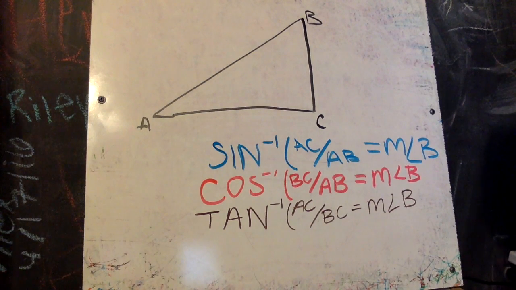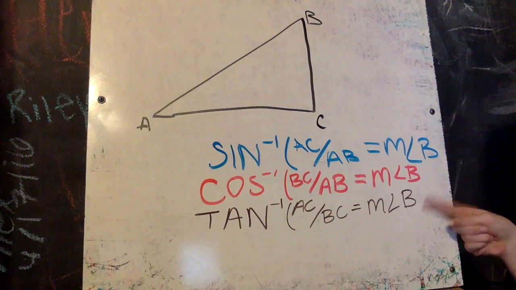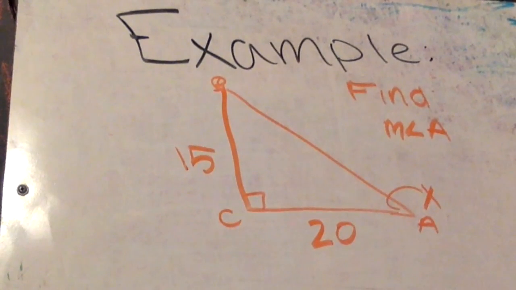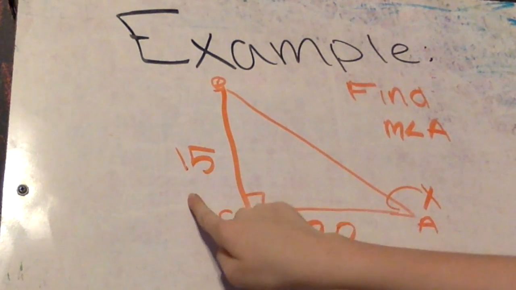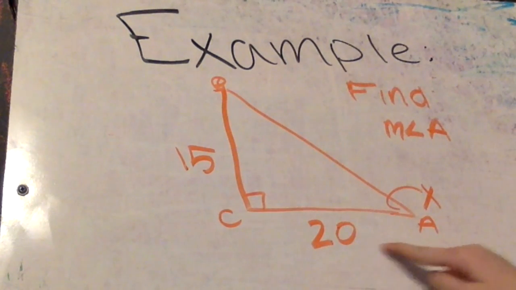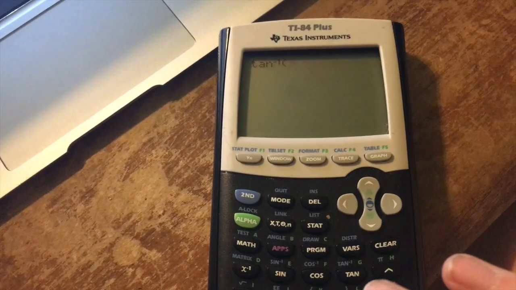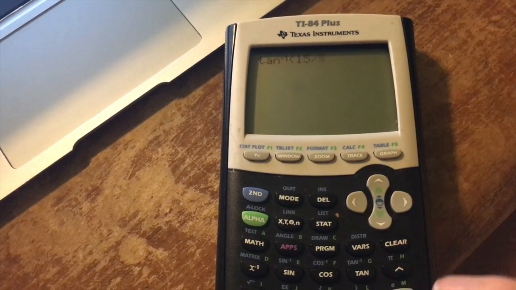This can also be done using the inverse of the cosine or tan ratios. Now let's try an example. In this example, we are told to find the measure of angle A. We know that we have to use the inverse of tan because we are given a side length opposite and adjacent to angle A. Now we can put second tan in our calculator and then do the ratio of opposite over adjacent sides, so 15 over 20.